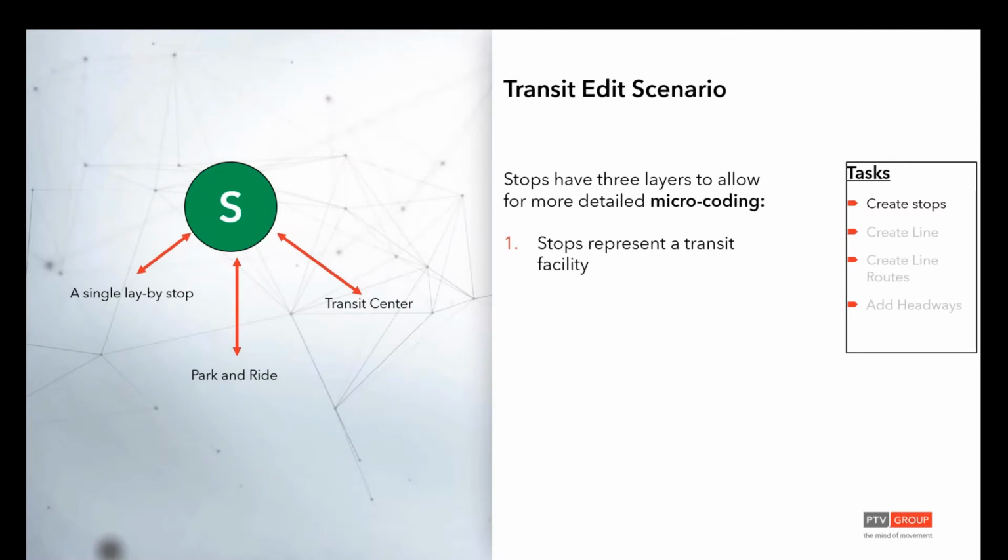Before we get into building, I just want to talk about the structure of the stops, because there are a few different levels to the stop that can trip people up. The first thing I want to talk about are the stop objects themselves. What a stop represents is a transit facility, and a transit facility can be a number of different types. For example, you might have a single stop on the side of the road. You might have something like a park and ride or a full-on transit center where you have multiple different public transit lines all coming together.